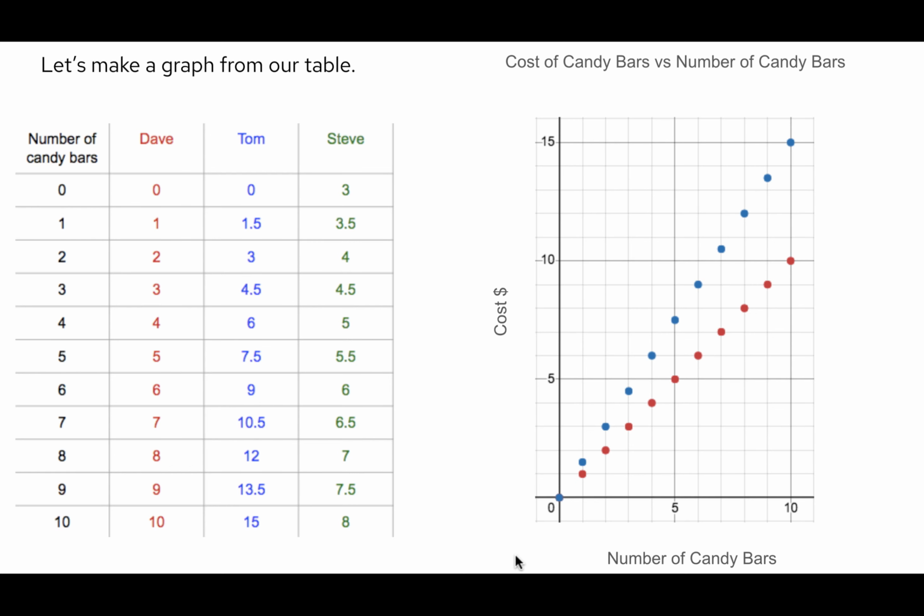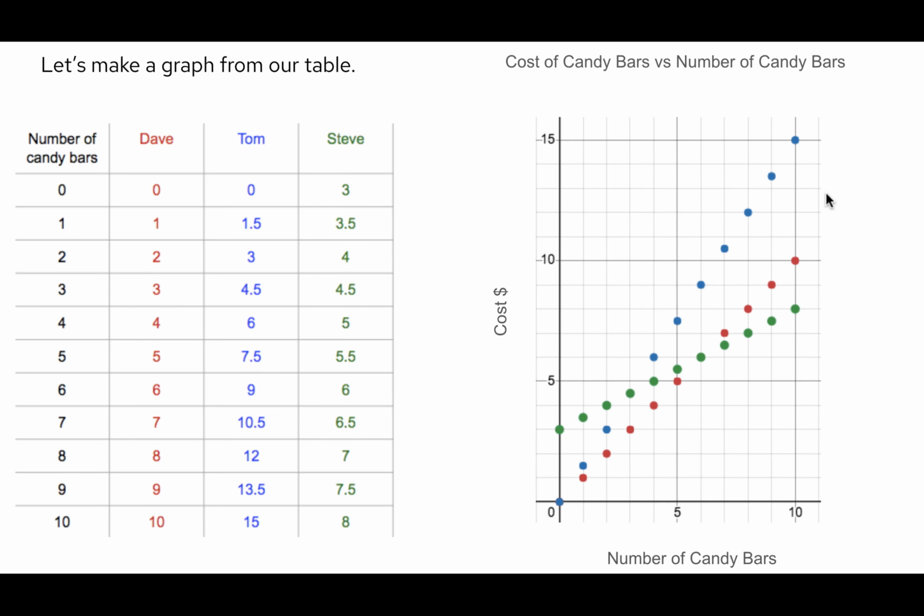So his is the red. Tom's is a little steeper because he's paying a bit more. He's paying $1.50. And so those are the dots. So again, for 10 candy bars, it's going to cost him $15.